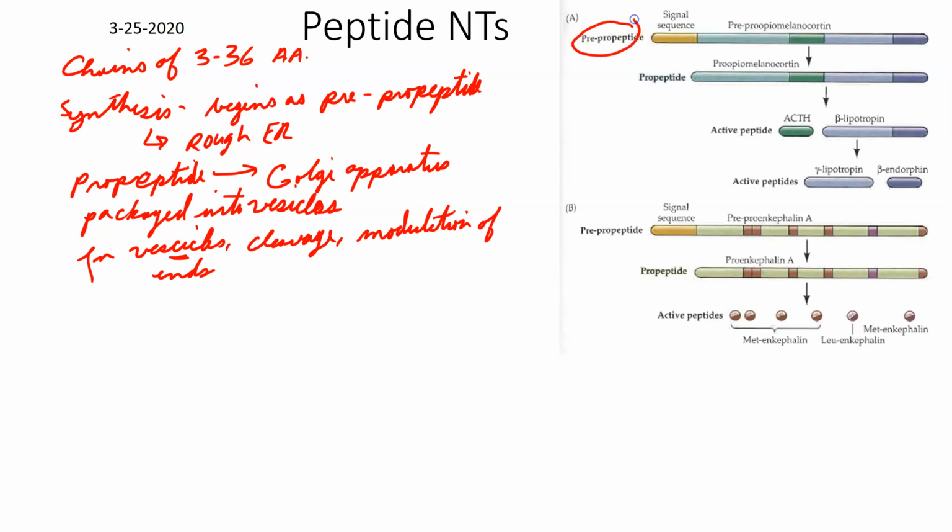So the pre-propeptide is produced right in rough ER, just like we talked about. You can see how long it is. The signal sequence is eliminated and then it moves on to the Golgi apparatus. So this propeptide is what makes its way to the Golgi. Here it's put into vesicles, and the vesicles are going to cleave this further to give us the active peptides that are going to be released.